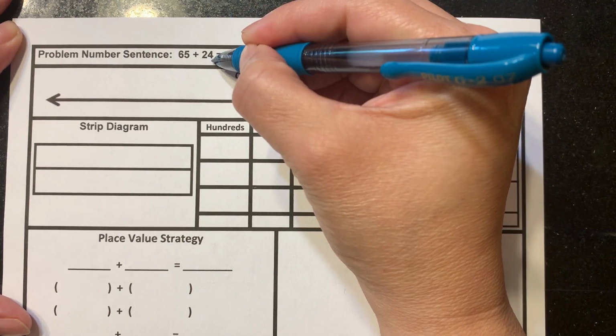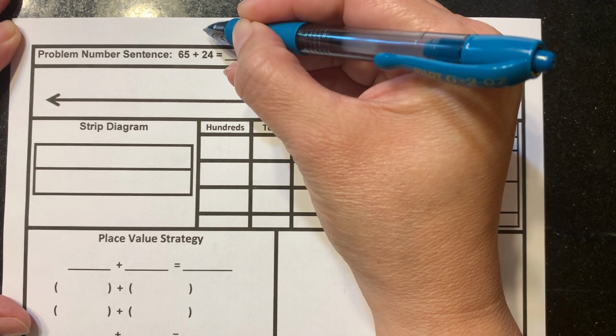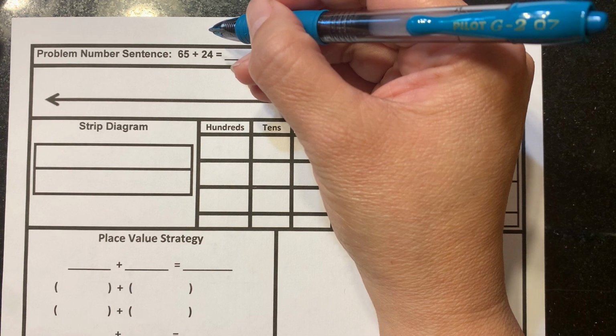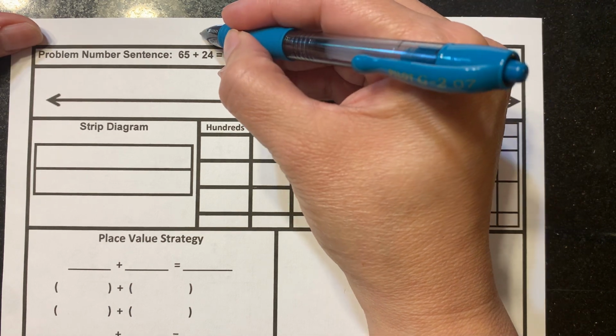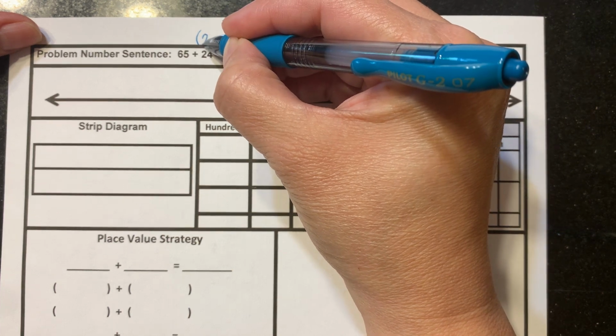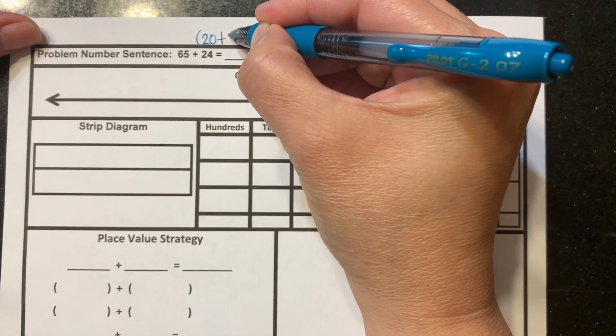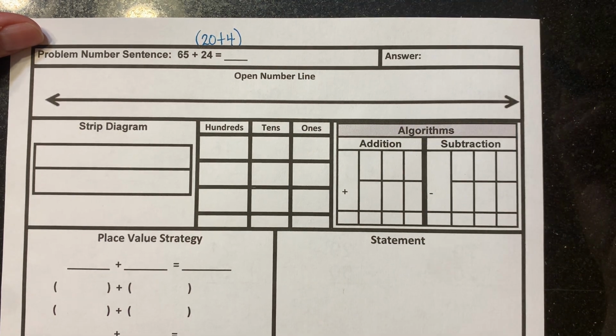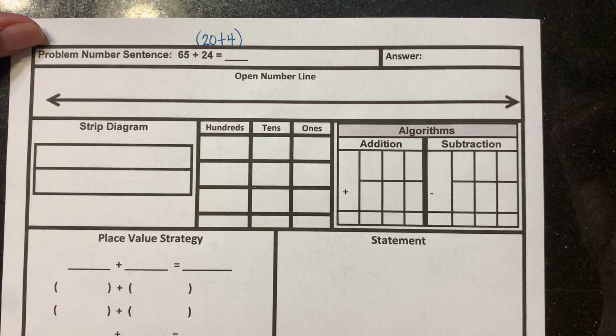First, I'm going to decompose the number 24. Now, last week we worked on place value and we learned how to decompose numbers using expanded form. So that's what I'm going to do right here. 24 in expanded form is 20 plus 4. So it's very important that you break that apart because that's going to help you with your open number line.